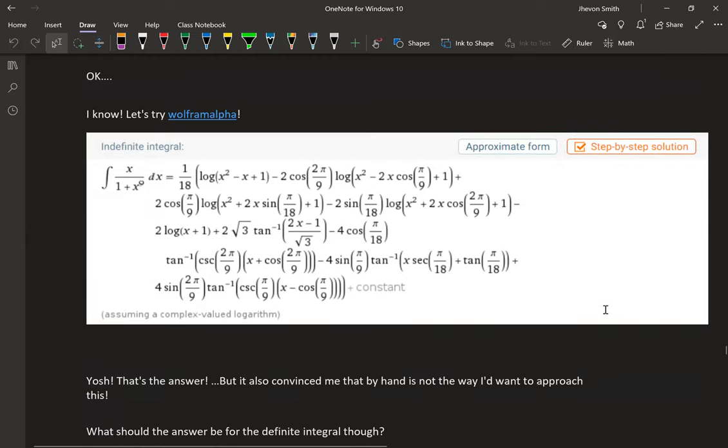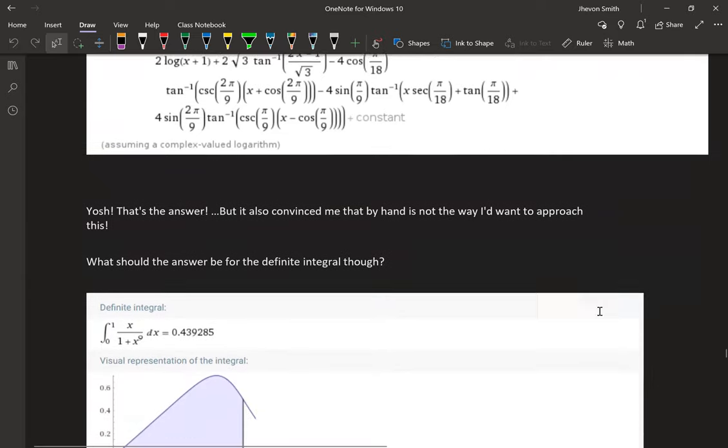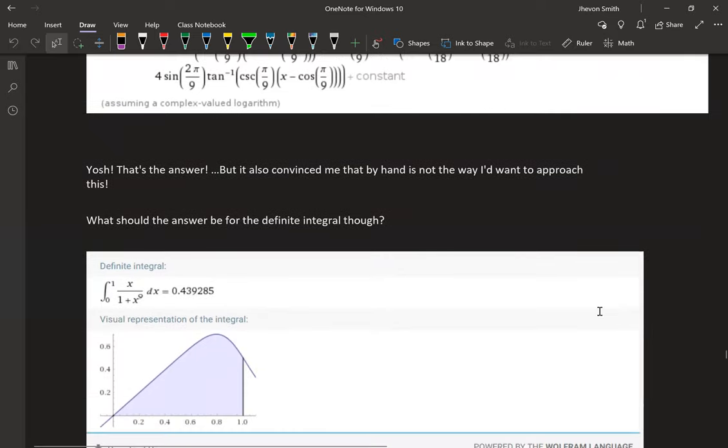And now I'm like, all right, that's the indefinite integral. What is the definite integral? So I plugged that into Wolfram Alpha, and Wolfram Alpha told me the integral from 0 to 1 of x over 1 plus x to the 9th dx is equal to 0.439285. All right, that's the answer. Now, Wolfram Alpha could get that answer by just using the fundamental theorem of calculus applied to its answer from above.